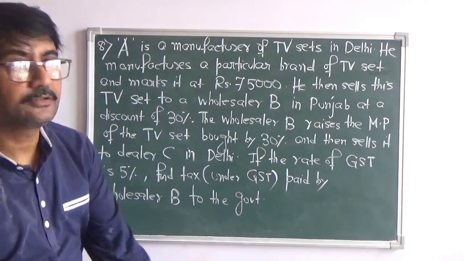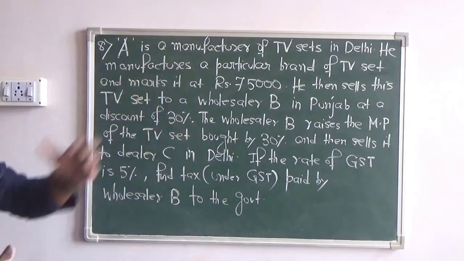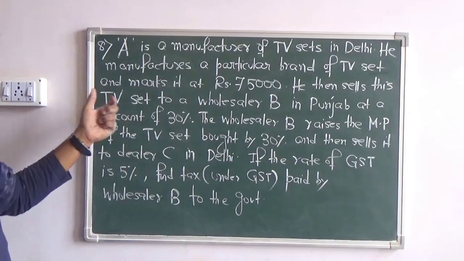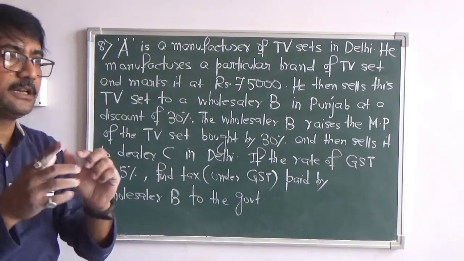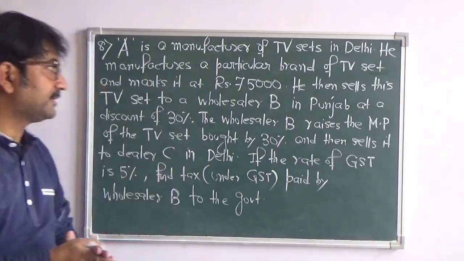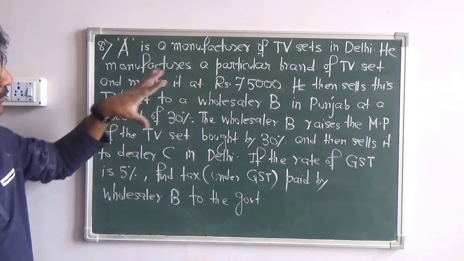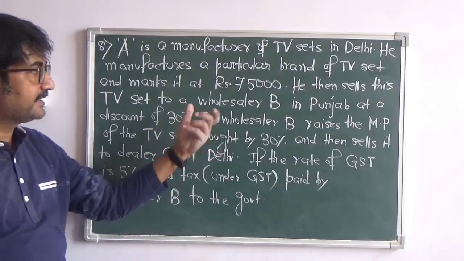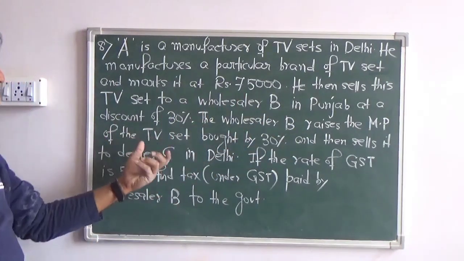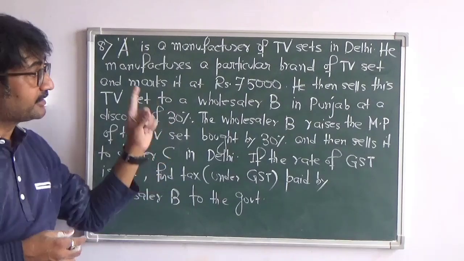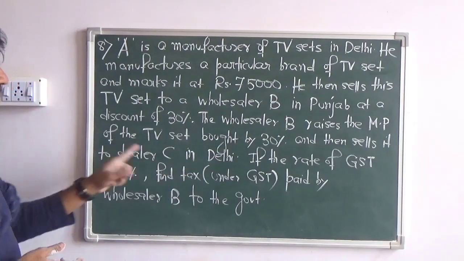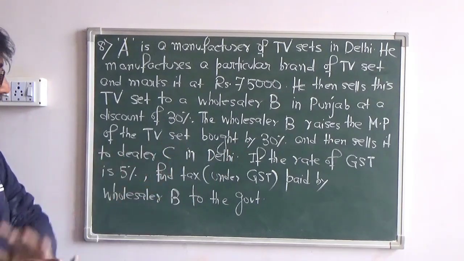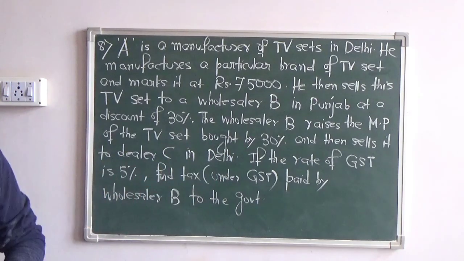So let us again read the question first. A is a manufacturer of TV sets in Delhi. He manufactures a particular brand of TV set and marks it at rupees 75,000. So the mark price for the TV set is 75,000. He then sells this TV set to a wholesaler B in Punjab at a discount of 30%. Now the wholesaler B raises the marked price of the TV set bought by 30% and then sells it to a dealer C in Delhi. If the rate of GST is 5%, then find the tax under GST paid by the wholesaler B to the government.